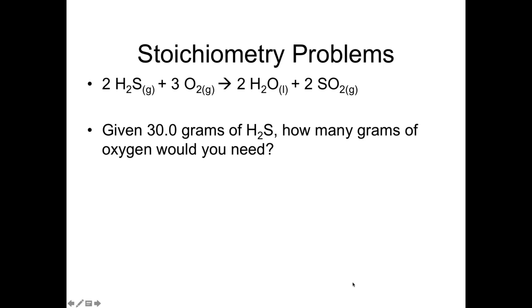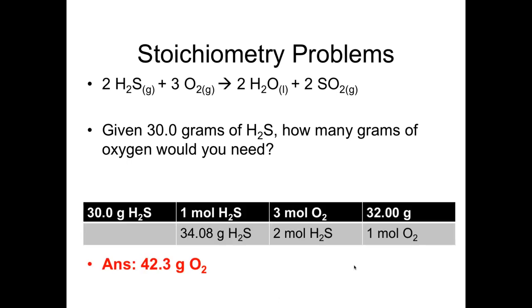Last one we're going to do is grams to grams. So given 30.0 grams of H2S, how many grams of oxygen would you need? What's going to happen is you'll have 30 grams of H2S, 1 mole of H2S. Pause the video, and then the answer will be on the next slide.